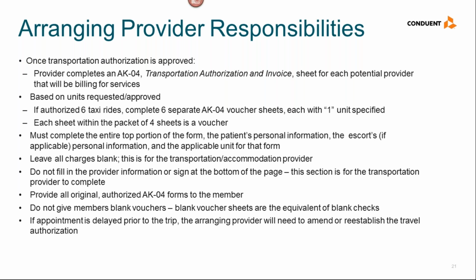So for this example, you would complete basically a packet and a half, each with 1 unit specified on them. You need to complete the entire top portion of the form with the patient's personal information, the escort's personal information if they have one authorized, and the applicable unit for that form. And we're going to look at example sections from the form in a little bit, but just know that's the part you need to do.